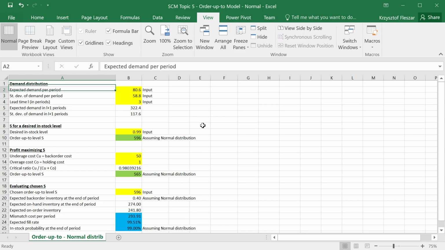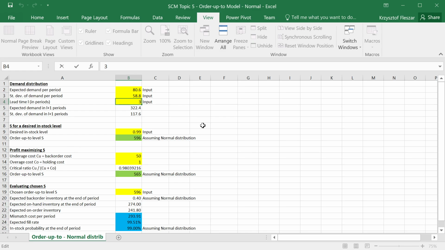So here is an example Excel file that can do the calculation. The inputs are expected demand in one period and standard deviation of demand in one period, mu and sigma. And the lead time is 3. In this case, if you recall, this was the distribution center assumptions. The period was one week and the lead time was 3 weeks. And so this is the calculation for demand during L+1 periods. This is the mean, this is the standard deviation.